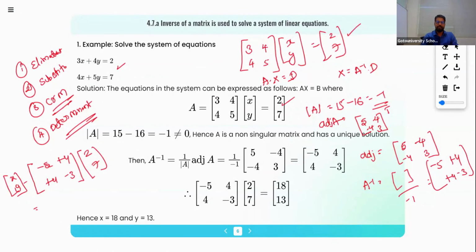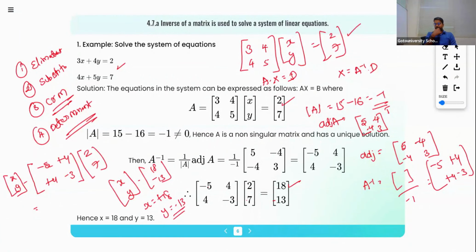So it's been multiplied here already. What is minus 5 into 2 is minus 10 plus 28, which will become 18. And 4 into 2, 8. 8 plus 21, which will be, sorry, 4 into 2 minus 21. It's going to be minus 13. So that will end up with x and y as 18 and minus 13. So that's how x is going to be plus 18, y is going to be minus 13. That will be our answer.